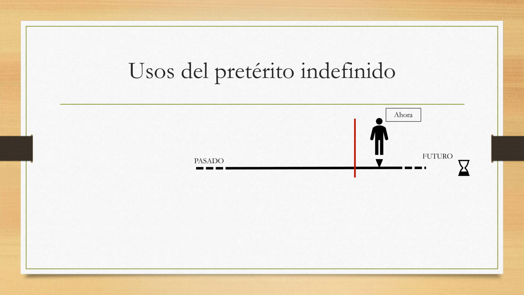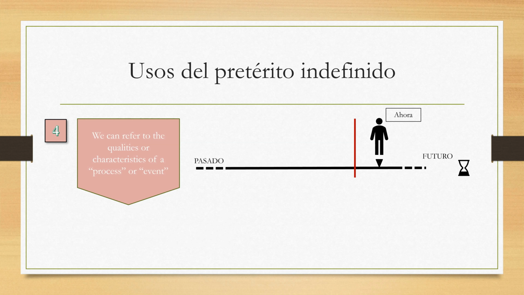Now, there is one more thing that we can do with pretérito indefinido. We can refer to qualities or characteristics of a process or event. Now, you may remember that I taught you, or Professor Luis, Professora Maria Teresa taught you, that in order to describe the past, I use the other past tense. However, I can use pretérito indefinido to give the quality or characteristic in this case.